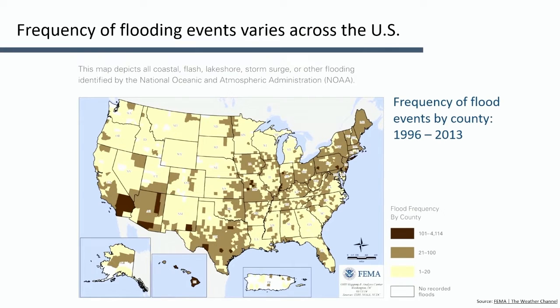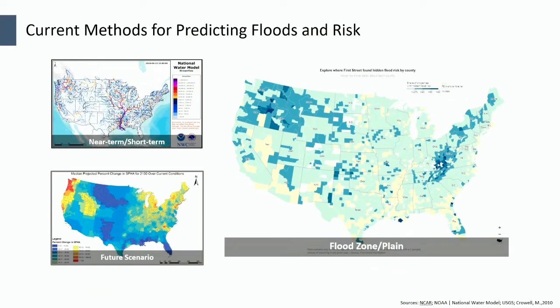So how do we currently predict these floods or present flood risk? Some of the most common ways for predicting floods or forecasting floods and risk are shown here. For example, you have your near-term, short-term scenario, and this is your flood watch, flood warning. You get an alert on your phone or information from your local news station. And this is a forecast that covers the next few hours or the course of a day.